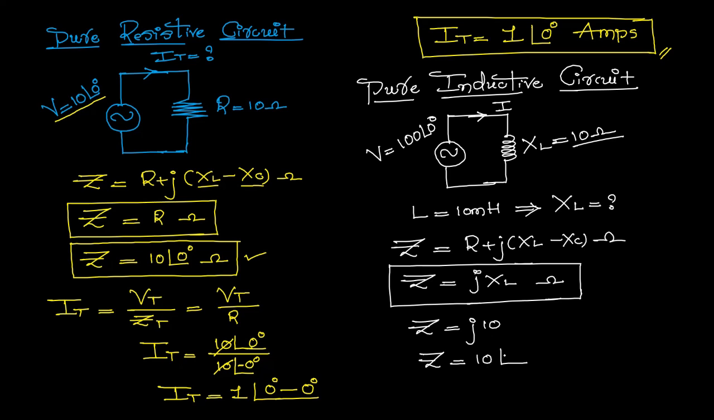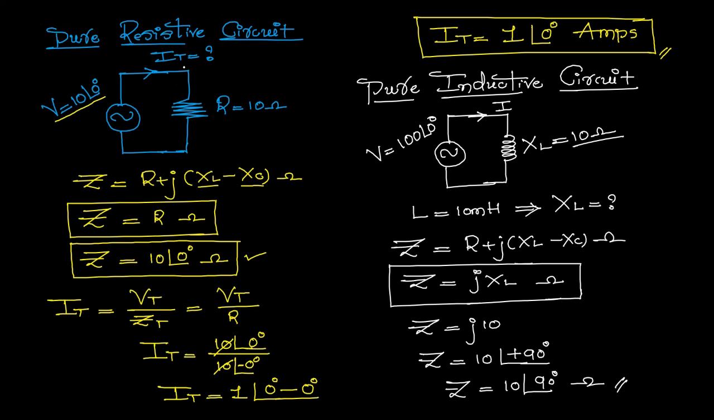So Z is equal to 10 having an angle of plus 90 degrees because we are having the positive j. Okay, so here Z is equal to 10 having an angle of 90 degrees. So this is in ohms. Now you got the value of impedance. Now go for the calculation of current for purely inductive circuit.